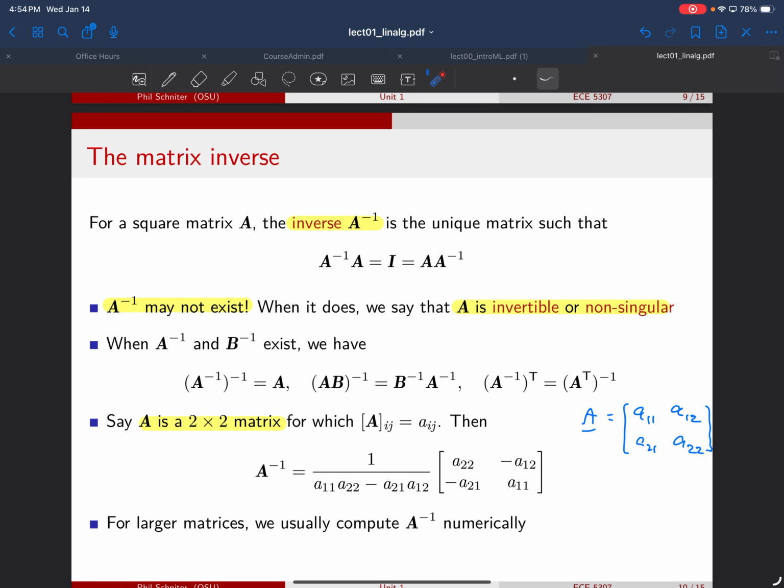If I have a 3 by 3 matrix, it's not so easy. It gets quite cumbersome. And so for larger matrices, when we compute these inverses, we tend to do this numerically. We don't do it by hand. But with 2 by 2 matrices, you could do it by hand if you needed to. Okay, any questions on inverses?